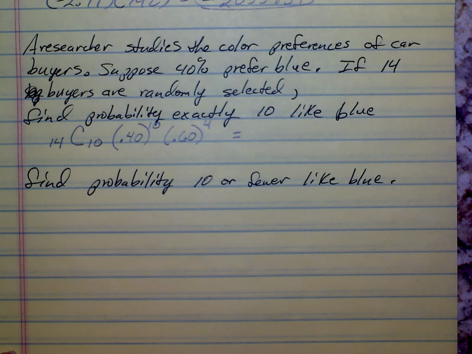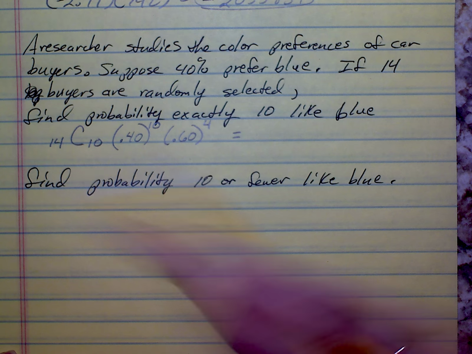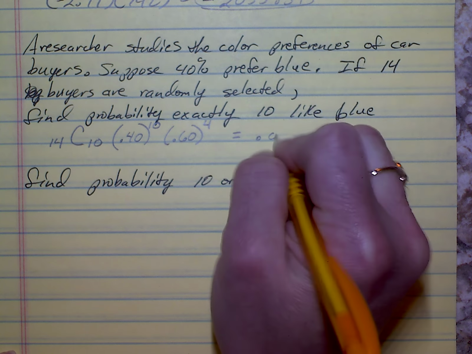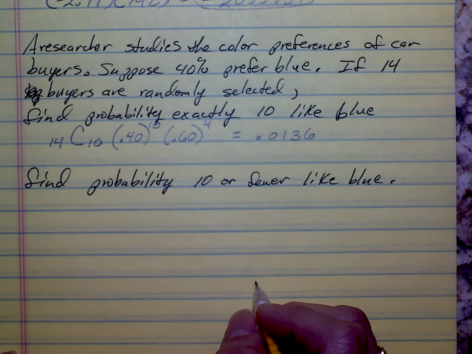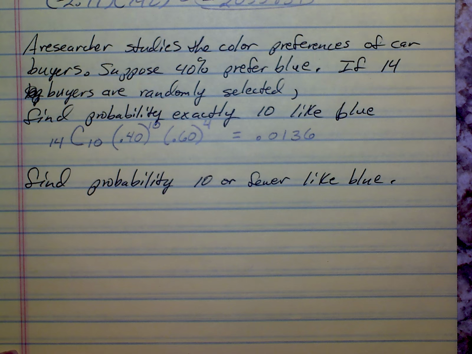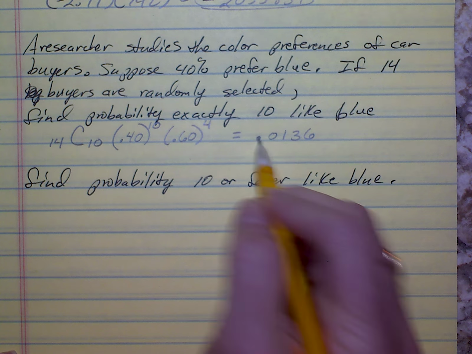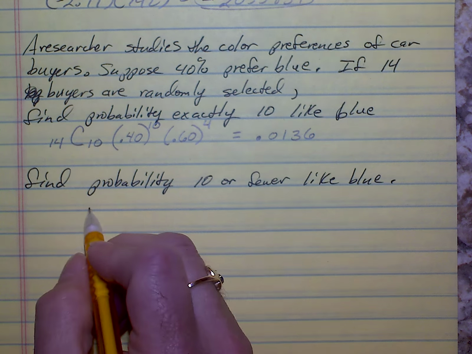Alright, so remember that was under the math menu, and then you went over to PRB to choose that 10, and then we're going to take that times 0.4 to the 10th times 0.6 to the 4th. So I get 0.0136. I like 3 and 4 decimal places. Round to whatever they tell you to. Be very careful on your rounding. You don't want them counting you off for something silly like that, okay?